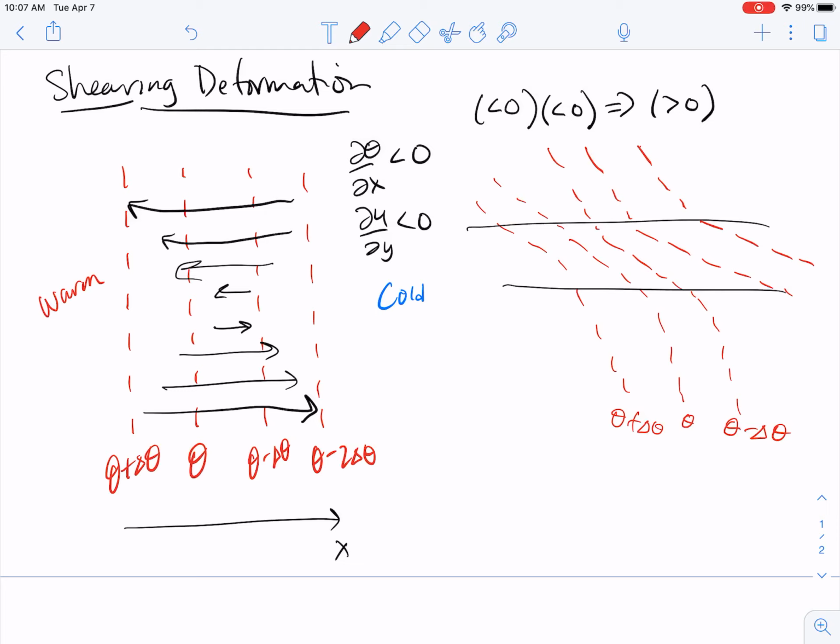And so that's the shearing deformation. We can generate new temperature gradients in a different direction because of the shear in the flow.